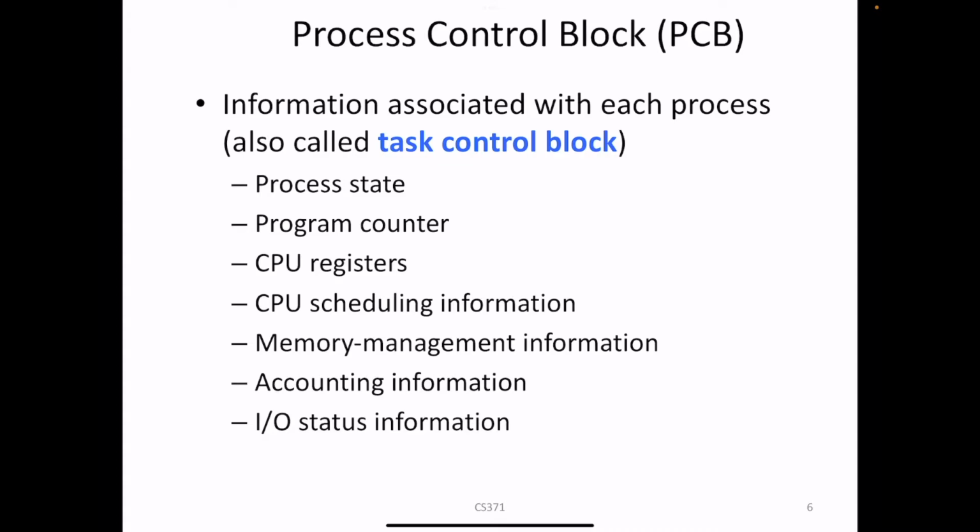Sometimes the operating system needs to maintain accounting information. Who is the owner of this process? For example, when the process wants to access some file, according to the accounting information, the operating system can decide whether the process has the right to do so or not. When the process is accessing some file or doing some I/O, the operating system also needs to maintain I/O status information. According to the I/O status information, the operating system will decide whether to put the process into a waiting state or ready state.